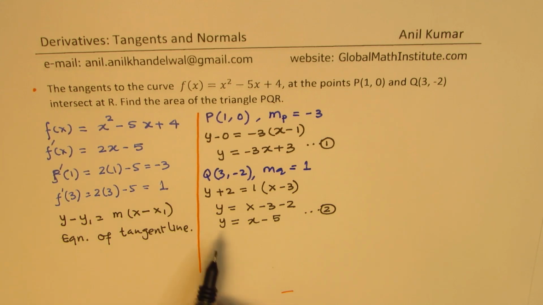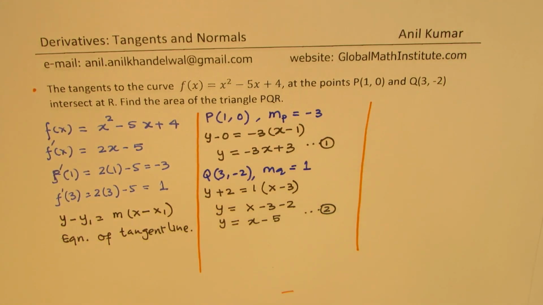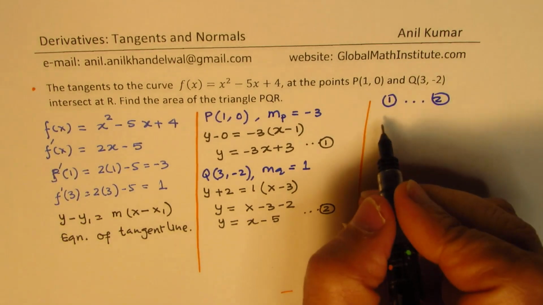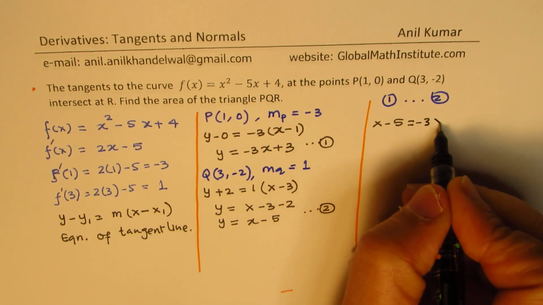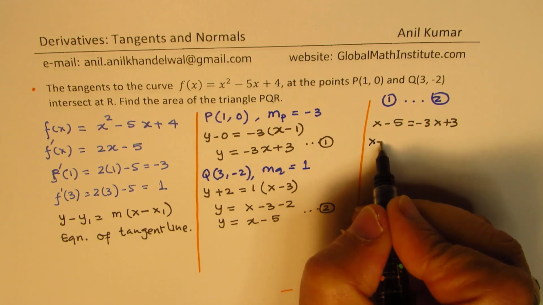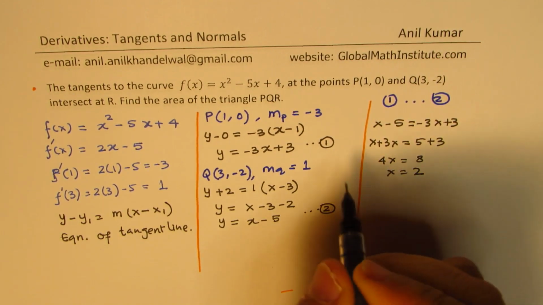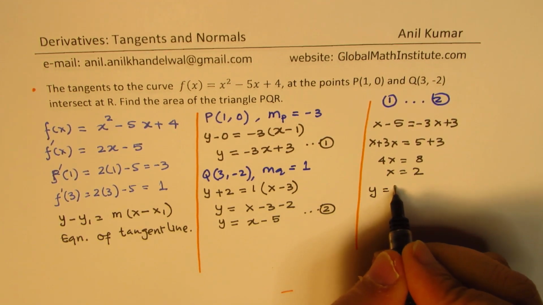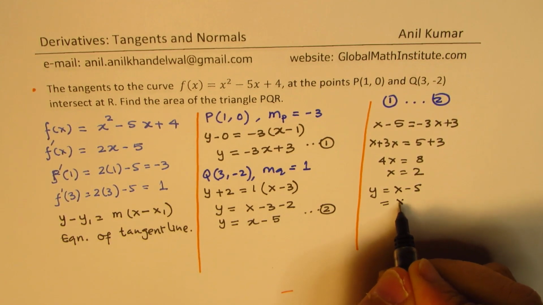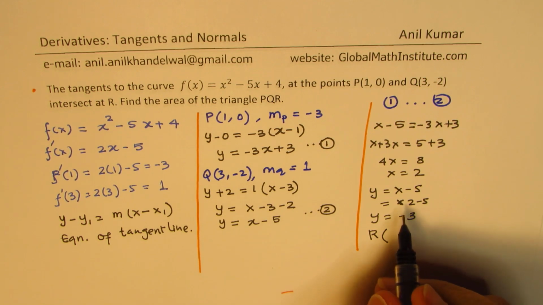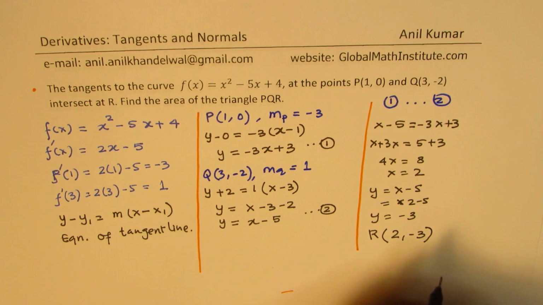Now clearly, we have got two equations. One is y equals minus 3x plus 3. The other one is y equals x minus 5. So let's equate equations 1 and 2, equating both the y values. We get x minus 5 equals minus 3x plus 3. Bringing this to the left side, we get x plus 3x equals 5 plus 3. So 4x equals 8, x equals 2. And we know y is x minus 5, so with x as 2, 2 minus 5, we get y equals minus 3. Okay. So the point R, which is the point of intersection, has x value 2 and y value minus 3. Is that clear to you?